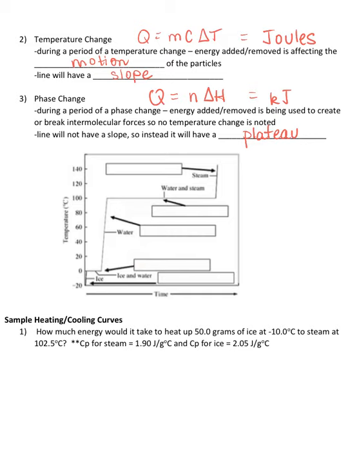And this is a heating or cooling curve example. So here we have a temperature change. Here we have a phase change. Here we have another temperature change. Here we have a phase change. And here we have a temperature change. So this is an example that we're going to do in my next video, and you will add up all of these to get your final answer.